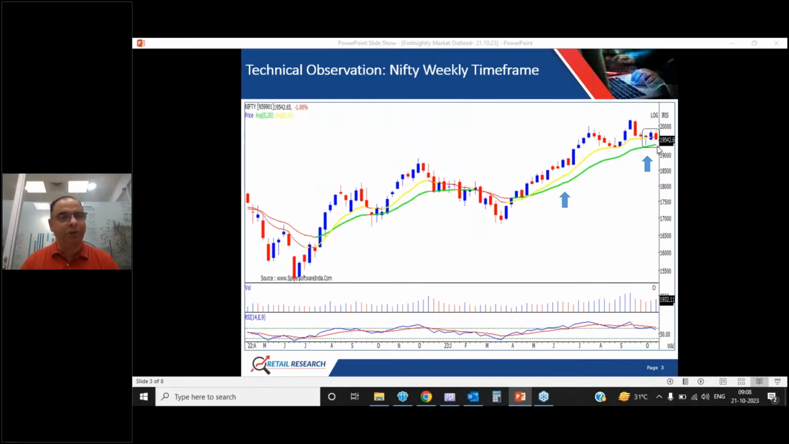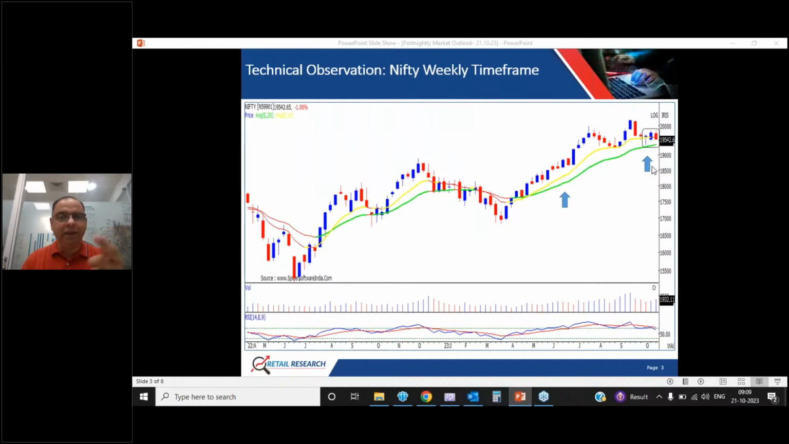This green line is the next support, which is something around 19,300, 350. The low of the hammer candle is also placed at 19,350. So I'm expecting this 19,480, 500 support is going to be broken by next week, and Nifty is likely to reach down to the next important support of 19,300, 350, which is the low of the hammer candle of the previous week, as well as the 20-week EMA.